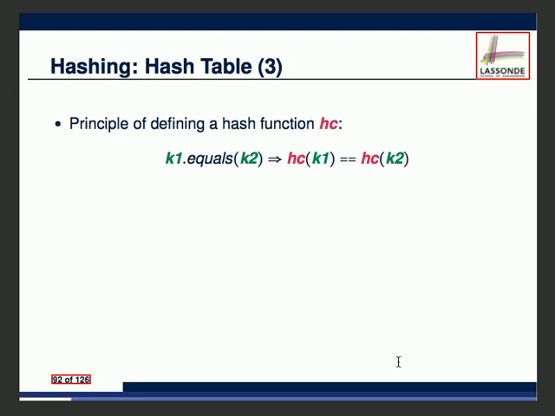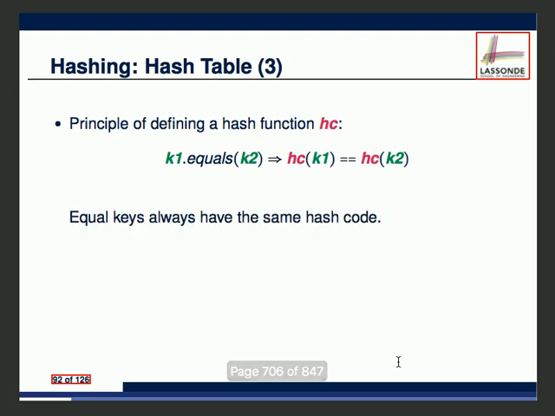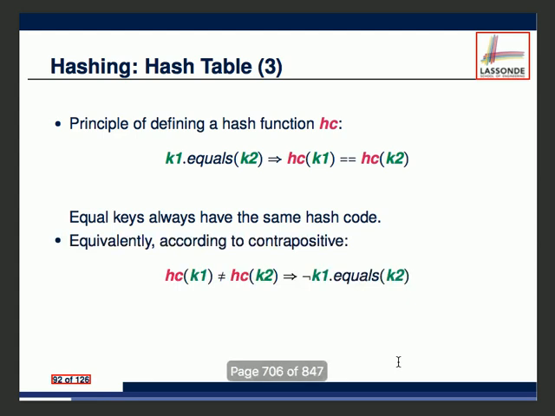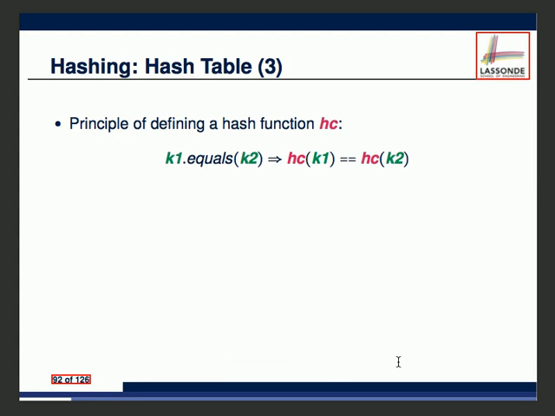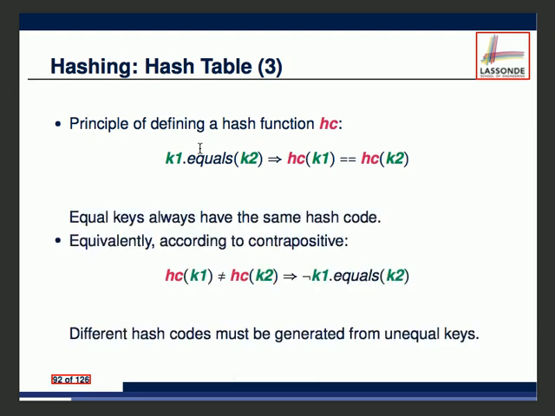Now, you learned something in 1090, right? What's the contrapositive? If I say P implies Q, the contrapositive is not Q implies not P. So you can look at this principle in another way: if the hash codes are not the same, the keys cannot be equal. It's not too bad, right? Okay, good. That's the number one principle, the only principle you must have.